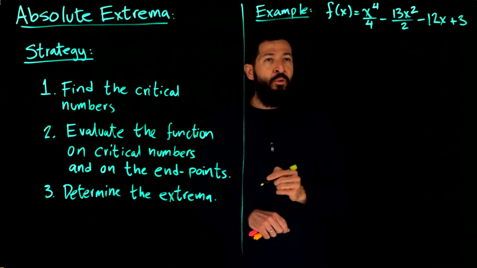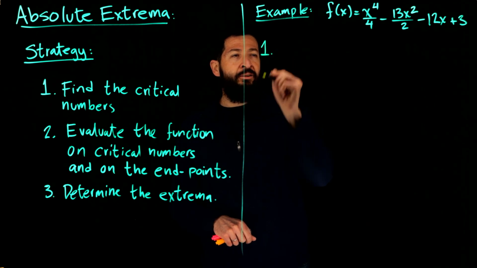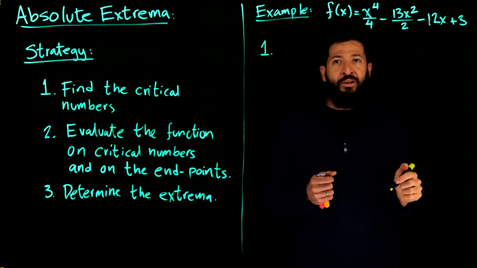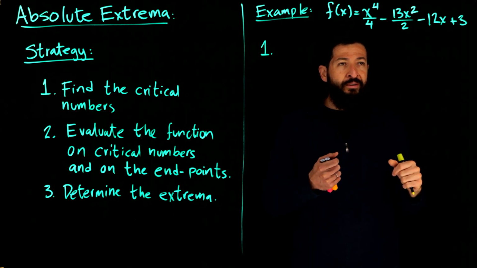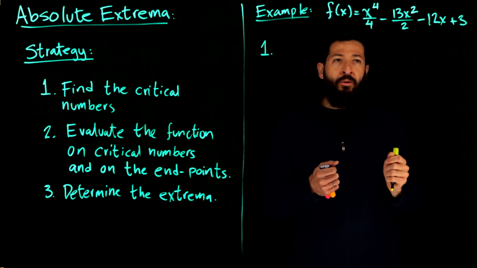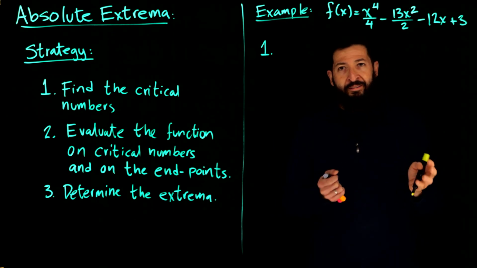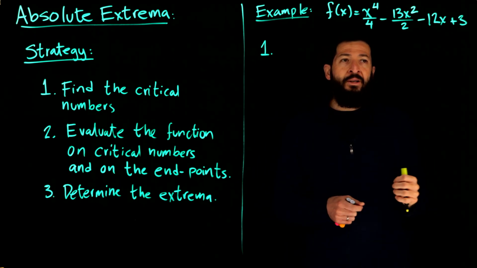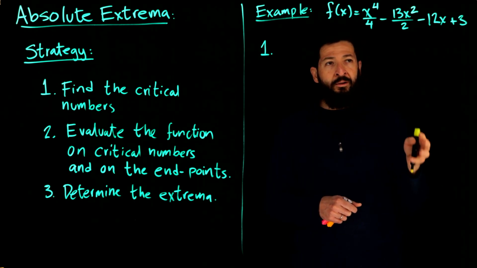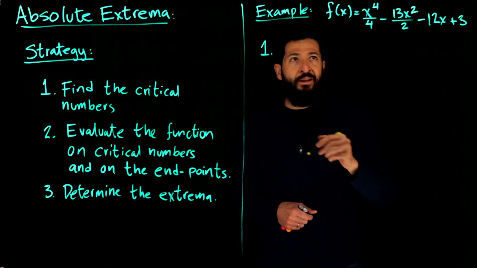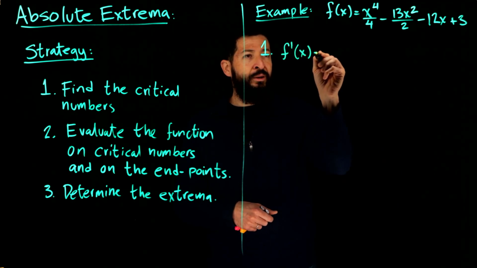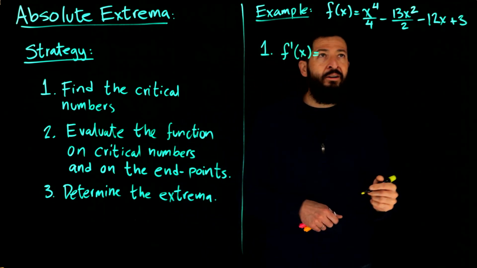All right, so step 1, find critical numbers. So this is a polynomial. So remember, critical numbers are those points where the derivative is going to be 0 or it's going to be undefined. But this is a polynomial. The derivative will be a polynomial. Therefore, we only look for the points where the derivative becomes 0. So let's take the derivative and then set it equal to 0, because there won't be any points where the derivative is undefined.